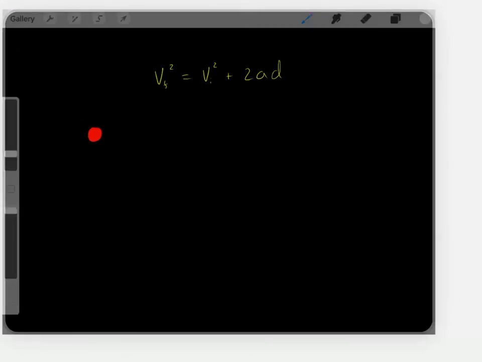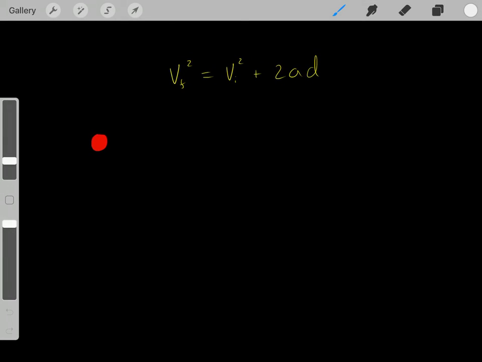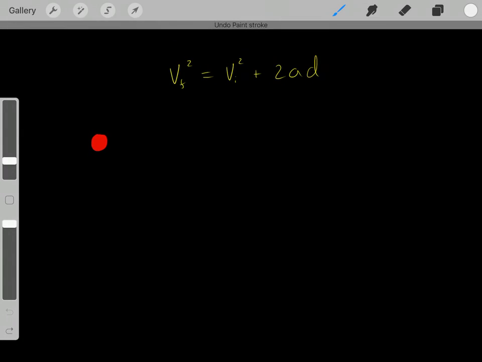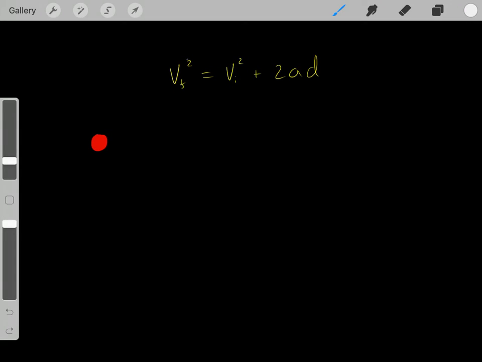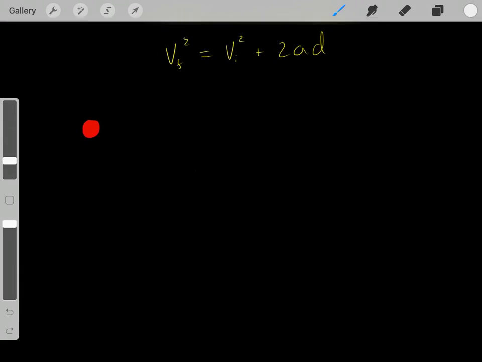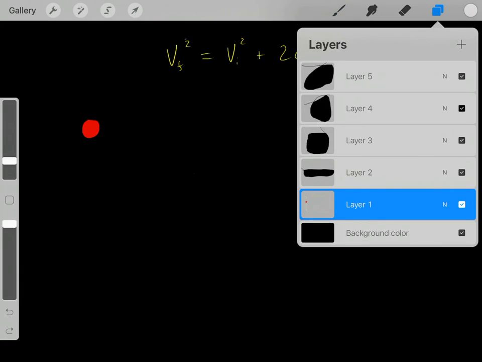However, another common kinematic equation is this equation. The final velocity squared equals the initial velocity squared plus 2 times the acceleration of the object multiplied by the distance traveled. And all these kinematic equations, even the previous displacement formula, assume a constant acceleration. This is another common kinematic equation. So let's do an example.